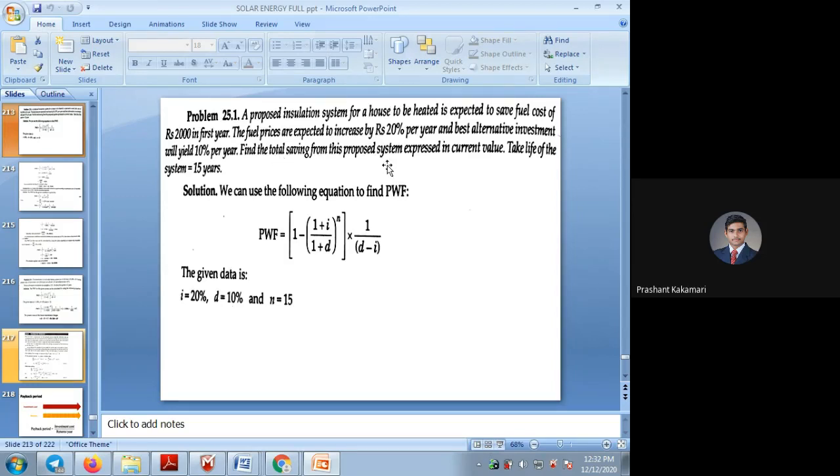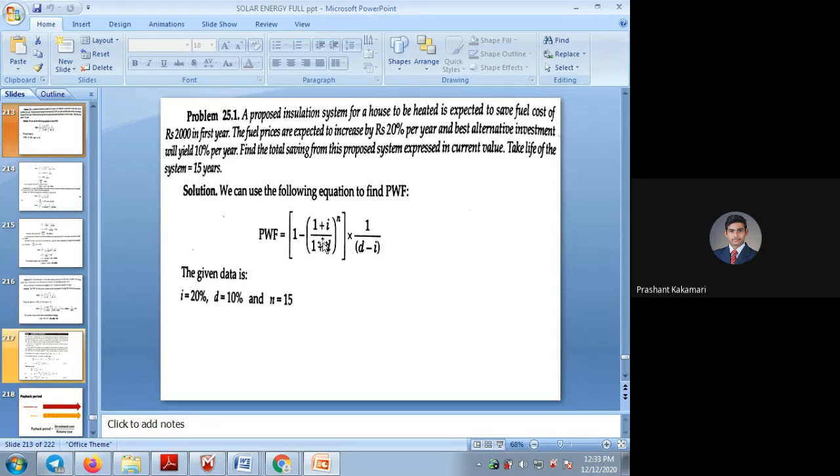To find the total saving from this proposed system expressed in current value, take the life of the system as 15 years. So for 15 years, considering the discount if it goes for the alternate method, and if inflation is there for the year, what is the present worth factor? Whether you can go for the investment or not. So taking this equation, present worth factor is 1 minus bracket 1 plus I by 1 plus D raised to n, into 1 by D minus I. Here they have not said the discount rate is the same as inflation, because inflation is 20% and discount is 10%. So you cannot consider them equal.